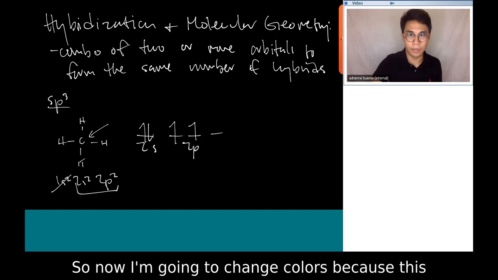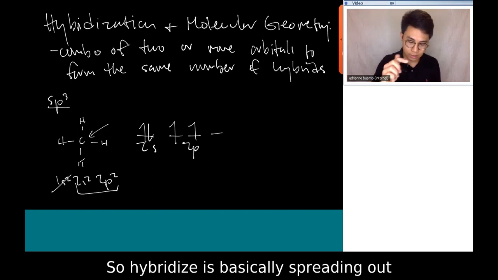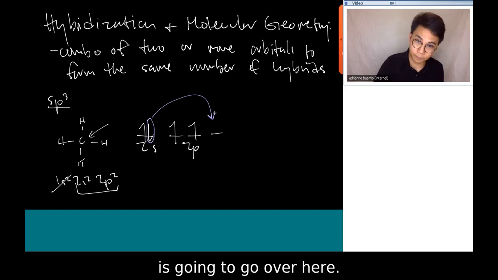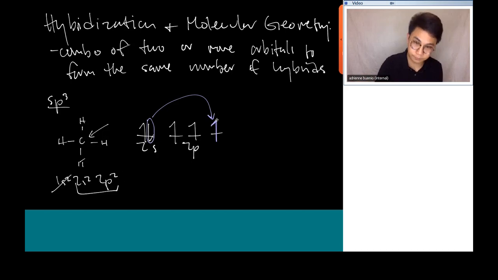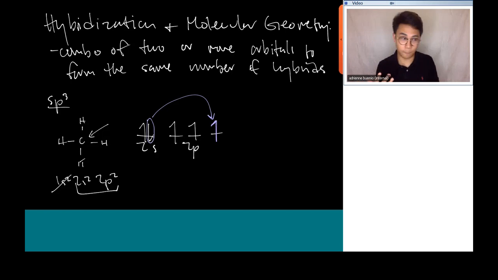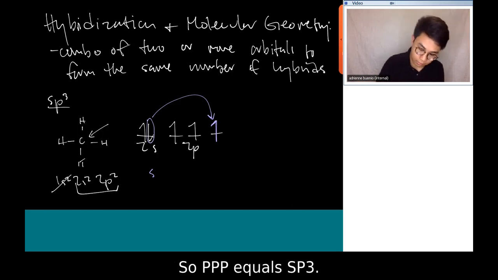Now I'm going to change colors because this is where it gets hybridized. Hybridizing is basically spreading out the electrons. So in this case, one of these electrons is going to go over here. Now it's over here, and that's where we get the sp3. So we have 2s, and now we have 3 p's, all of them taken. So s, p, p, p equals sp3.